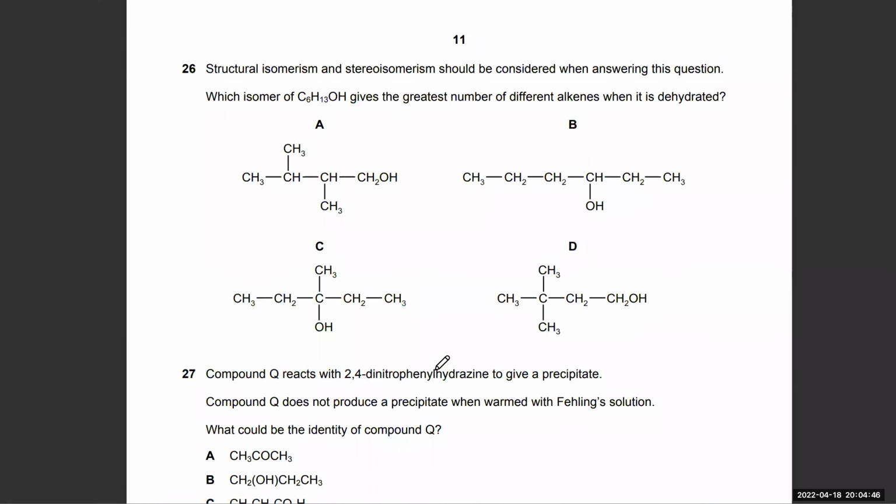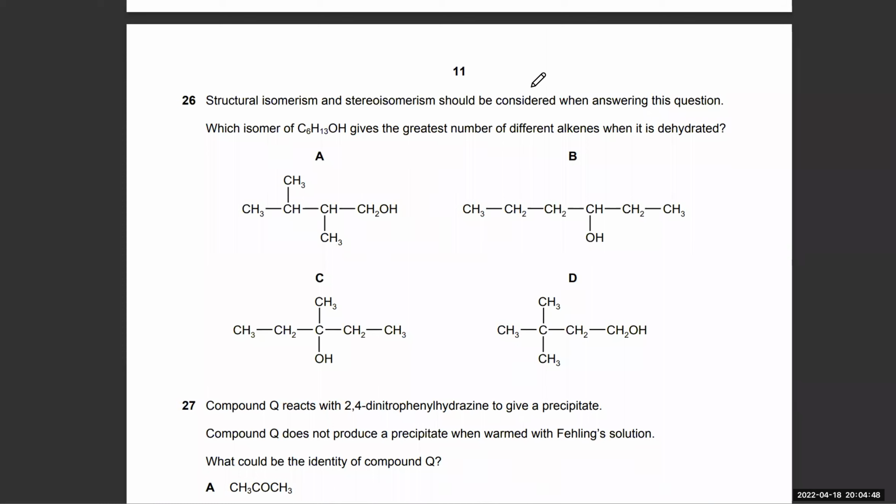Now question 26: structural isomerism and stereoisomerism should be considered when answering the question. Which one gives the greatest number of different alkenes when it is dehydrated? When dehydration happens, the OH is lost and the H is lost from the neighboring carbon atom. So you're going to get a double bond on this side, or you're going to get a double bond on this side. So in this case, there are going to be two different alkenes. One would be this one, where the double bond is over here. The other one is going to be this one, right?